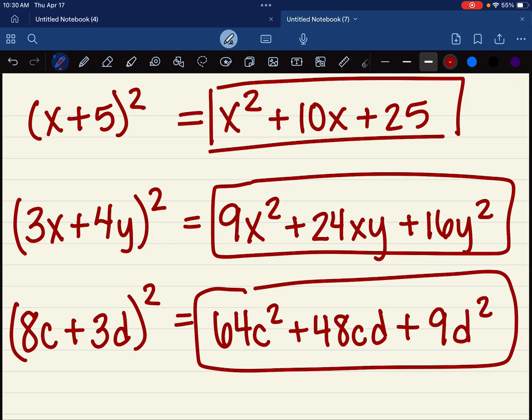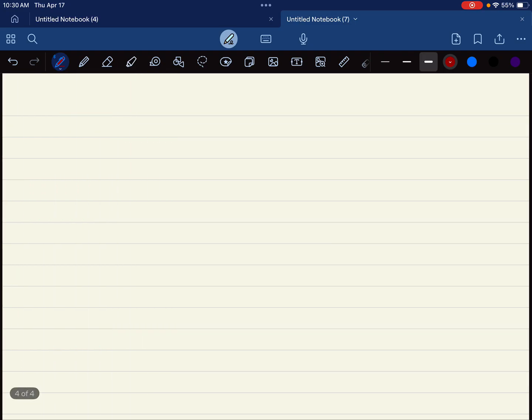Okay? Now, here's the nice thing. When we move on to square of a difference, it's essentially the same steps. Square of a difference just means they're subtracting inside there.